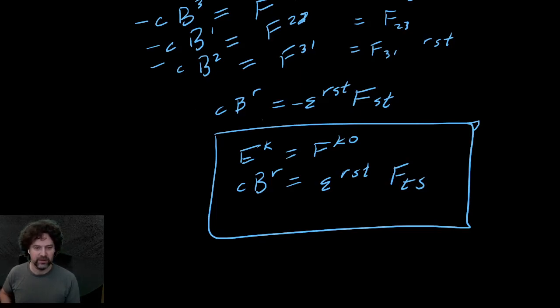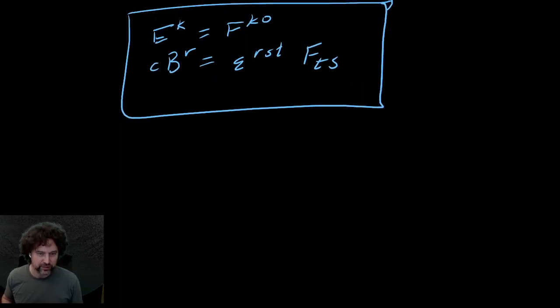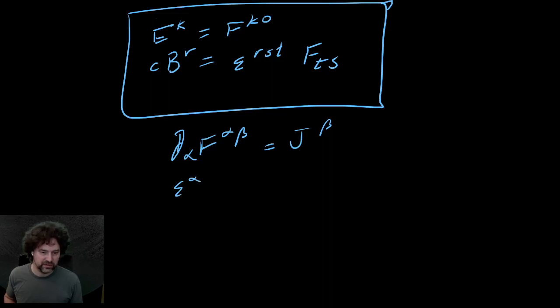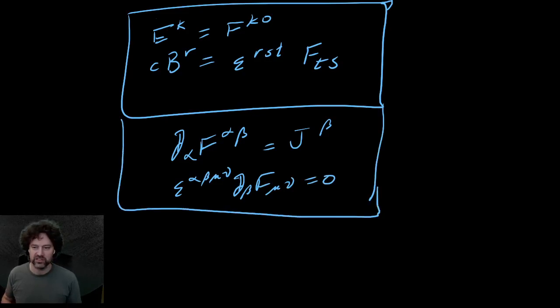And so that is, say, the last. If we were summarizing, we also have that d alpha F alpha beta is J beta, and we have, I think I used different indices before. Well, I know I did. d beta F unit equals zero. There is a complete representation in tensors.